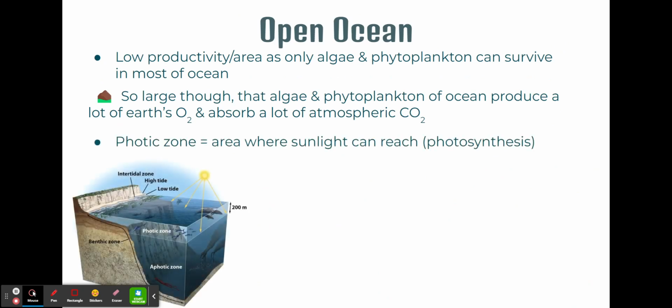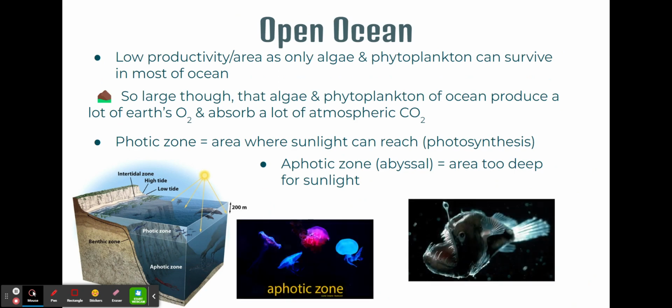The photic zone is the area where sunlight can reach and photosynthesis can occur. An aphotic zone, also known as the abyssal zone, is an area too deep for sunlight. That's where you get stuff like anglerfish and giant squids. And a lot of bioluminescent creatures also live in the aphotic zone.